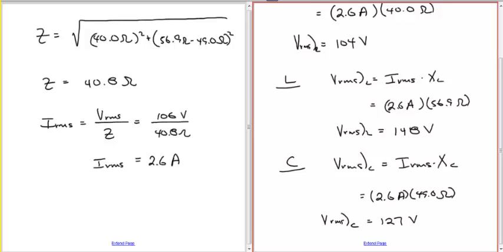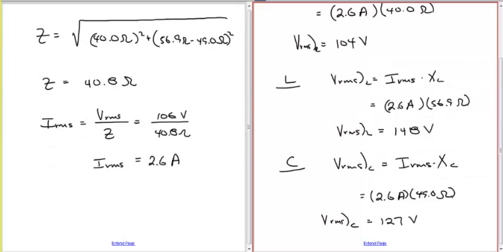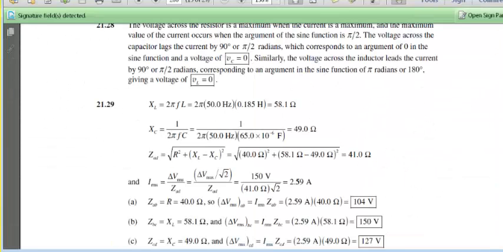Okay, let's just check my answers here. 104, 148, 127. 104, 127, and what did I say the other one was? 148, they got 150. Okay, this is problem number, what are we going to do? Problem number 31. Actually, let's do problem 32.